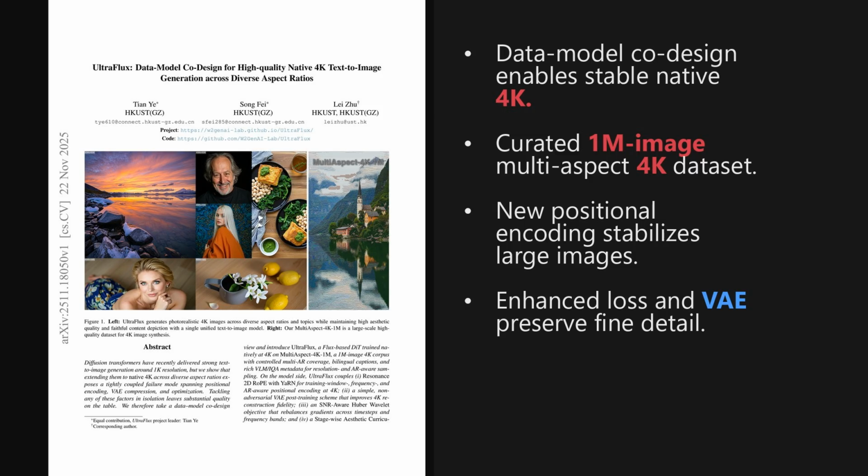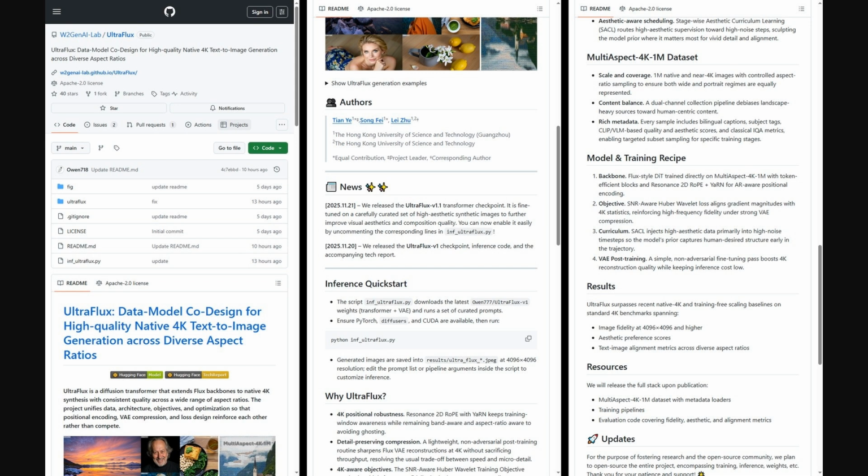The paper is titled UltraFlux: Data Model Co-Design for High-Quality Native 4K Text-to-Image Generation Across Diverse Aspect Ratios, and as we will see later, the implications for scaling diffusion transformers to real 4K are quite significant. Also, the authors shared an open GitHub repo.